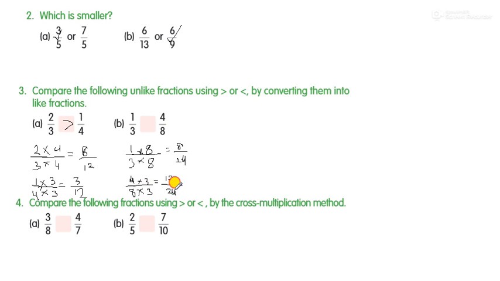Now here the denominators are the same, 24 and 24. In the numerator here we have 8 and 12. So which one is the greater here? 12 by 24, that means 4 by 8, is greater. So 1 by 3 is less than 4 by 8.